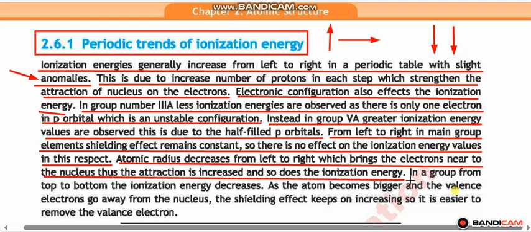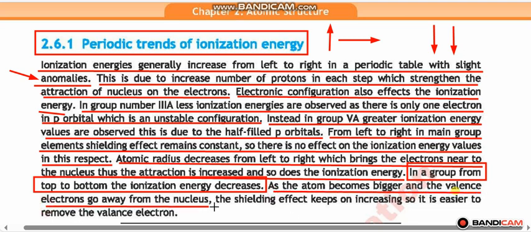And now we discuss the ionization energy along the groups from top to bottom. In a group from top to bottom, the ionization energy generally decreases. Students, from top to bottom in a group, the ionization energies are decreased. We will discuss the reasons behind it. As the atom becomes bigger and the valence electrons go away from the nucleus, the shielding effect keeps on increasing, so it is easier to remove the valence shell electrons.